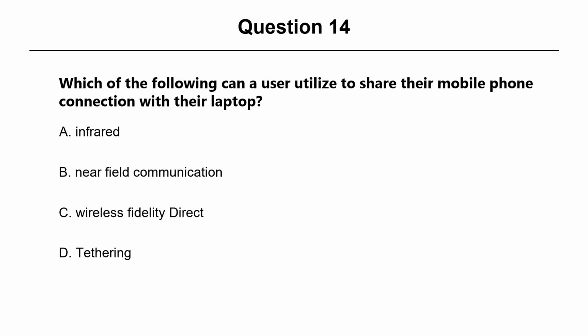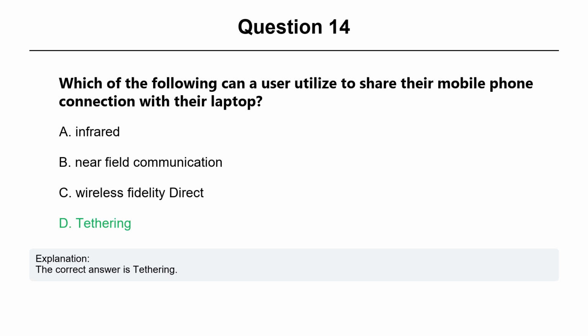Question 14. Which of the following can a user utilize to share their mobile phone connection with their laptop? Option A. Infrared. Option B. Near-field communication. Option C. Wireless fidelity direct. Option D. Tethering. The correct answer is option D. Tethering.